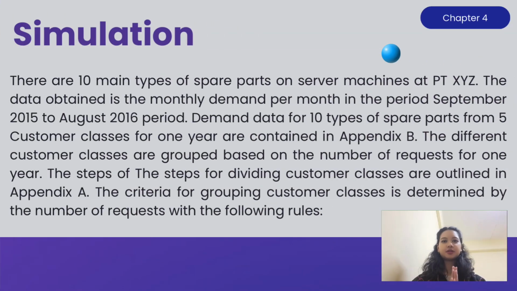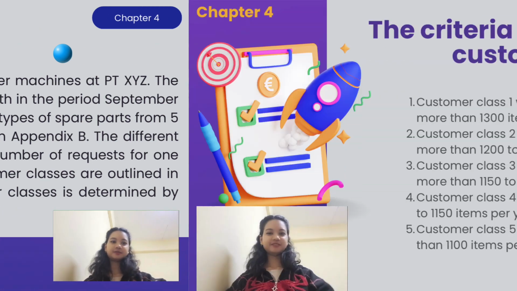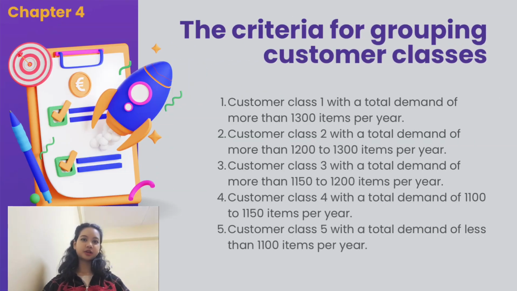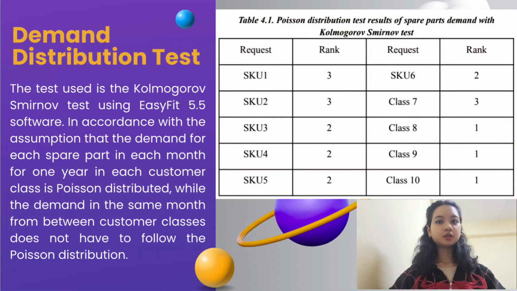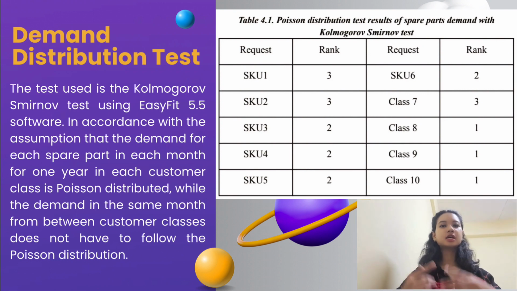Okay, so here is the case where the demand data for 10 types of spare parts from 5 customer classes for 1 year are contained in Appendix B. The criteria for grouping customer classes are shown here: the higher the class, the lower the demand. So this is the Kolmogorov-Smirnov test using EasyFit 5.5 software for the demand distribution.